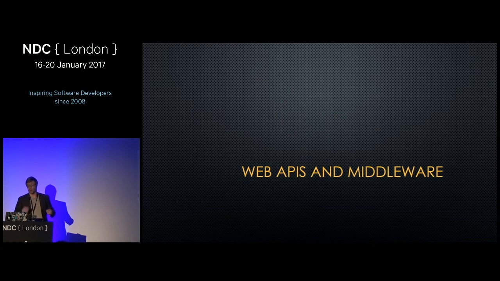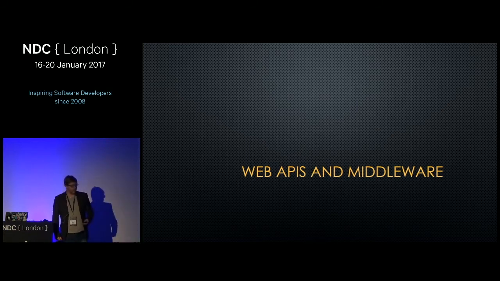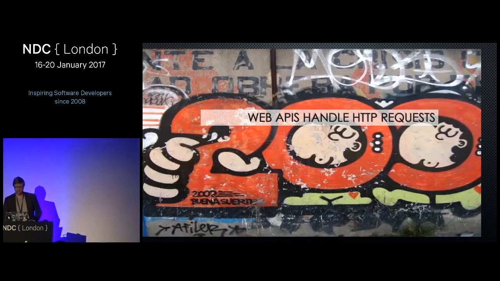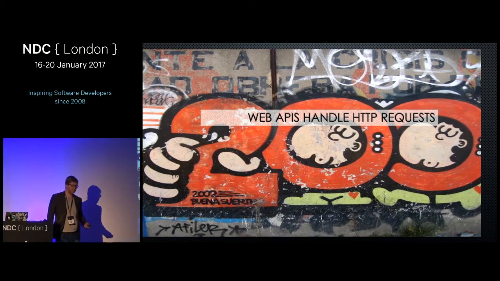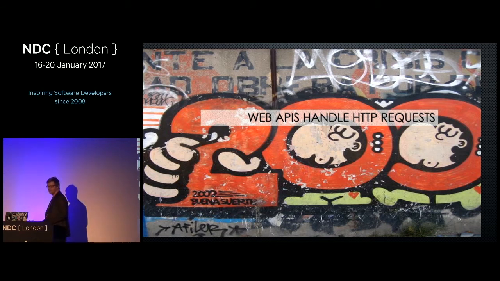Right. So let's turn away from microservices for a bit, because this was the motivation for doing these things, and then talk about what middleware is. So first of all, what any web API or HTTP-based API does really is handle HTTP requests. Wow, big surprise. So what does that mean?